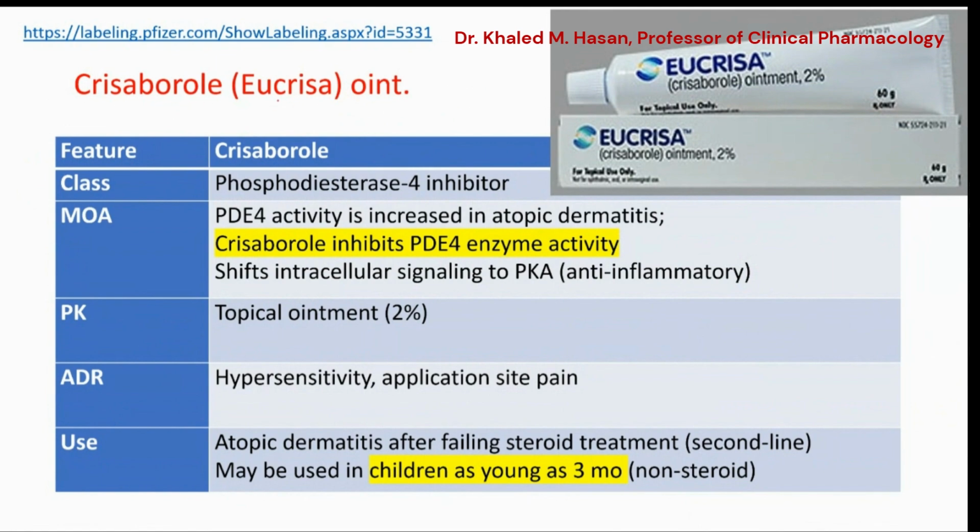Crisaborole, and the brand name Eucrisa. How does this medication work? It inhibits phosphodiesterase 4.